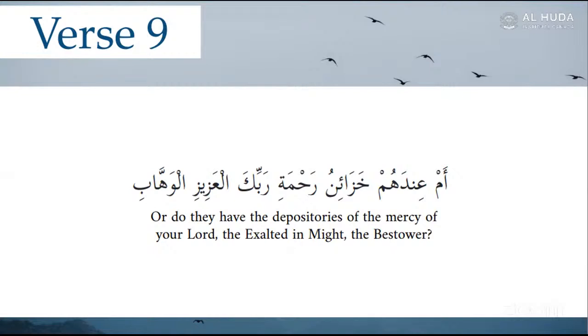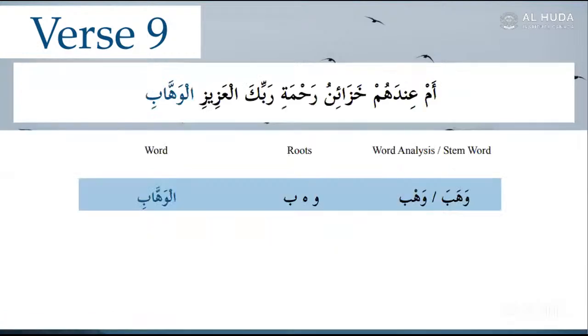Al-Wahhab, the bestower. Wahhab from wahaba. Wahaba means to gift something. So Wahhab is a very generous giver, the one who gives profusely. And the term Wahhab is used for gifting or donating without expecting return. And it's also not a payback. So do they have the treasuries of the rahmah of Allah so that they might give it to whomever they want?